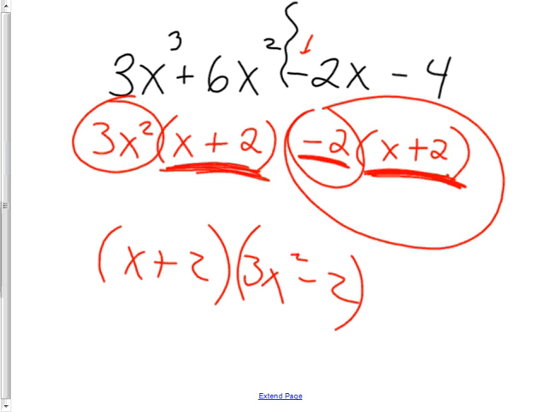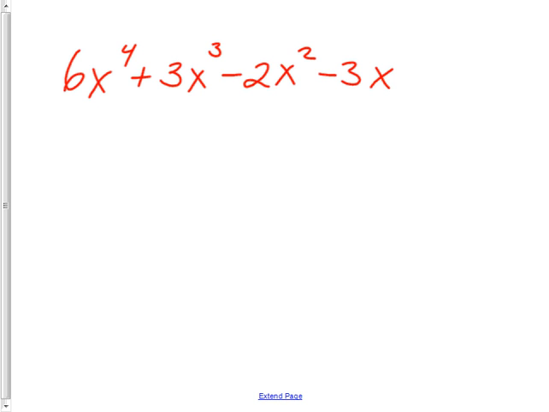Raise your hand if you feel confident on that kind. All right, good. Let's move on to 5-part factoring. We just did 4. Now move up to the 5 kind. 6x to the 4th plus 3x to the third minus 2x squared minus 3x minus 1.